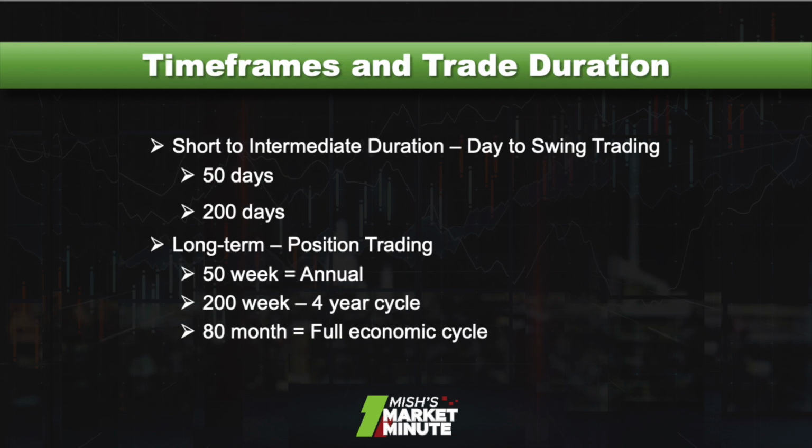So in terms of the overall time frame and the trade duration, for day trading and for swing trading, we look at 50 days and 200 days. If you're looking to be a longer term trader, which is not generally what I'm doing with you when we're looking at our stock chart picks every week, but if you're looking to do that, you might look at a 50-week, which is an annual, obviously 52 weeks in the year, or a 200-week, which is a 4-year cycle, or an 80-month moving average, which is actually a full economic cycle.